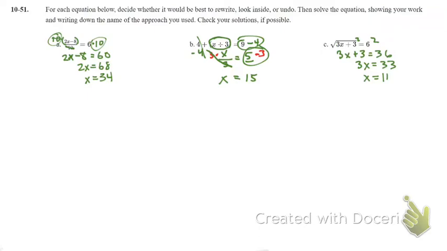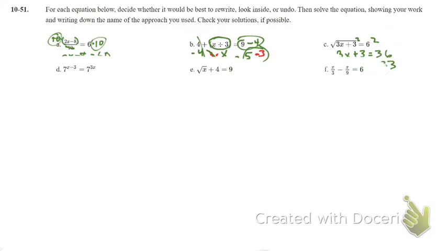And then on the right side, I got 6 squared is 36. And again, from that point on, it's just a two-step equation. x equals 11. All right. So at this point, I want you guys to attempt the last 3 from this problem, D, E, and F. And then when you pause the video, when you're done, come right back.